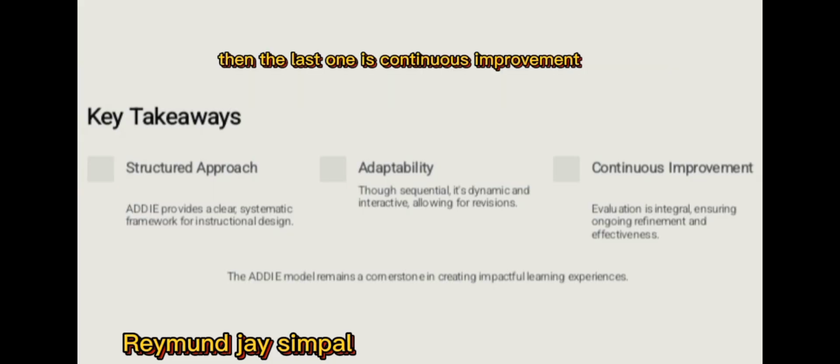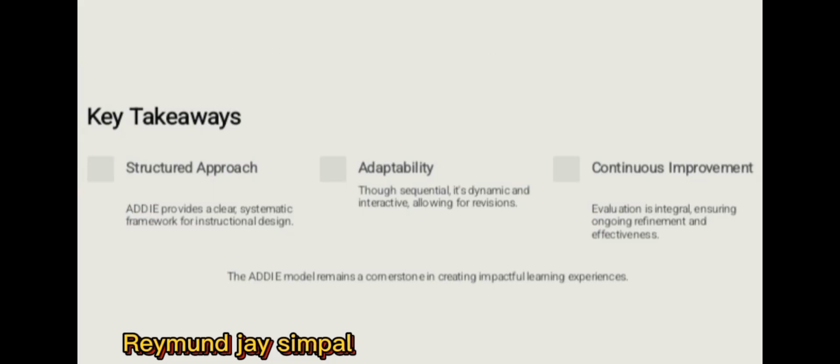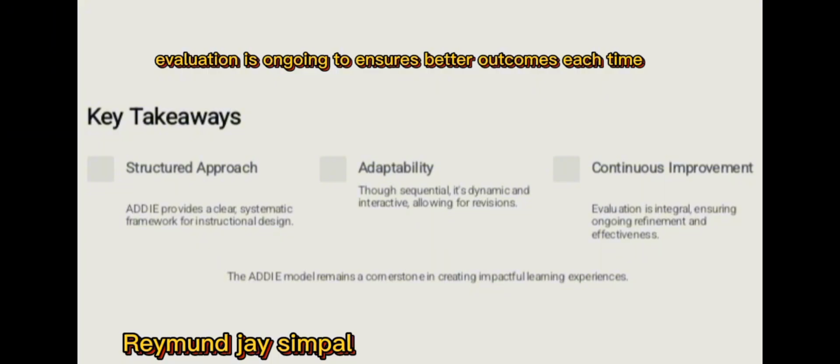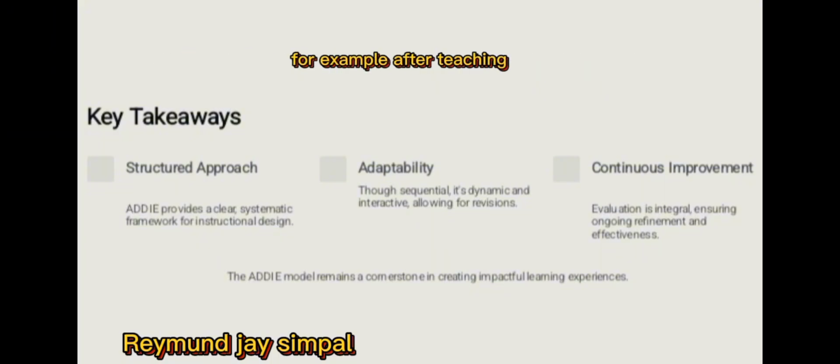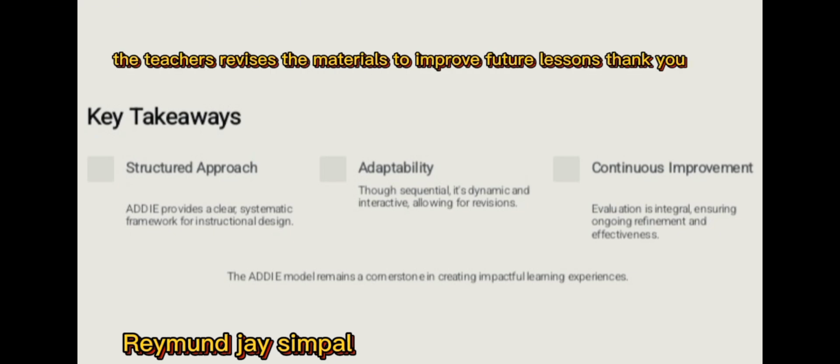Then the last one is continuous improvement. Evaluation is ongoing to ensure better outcomes each time. For example, after teaching, the teacher revises the materials to improve future lessons.